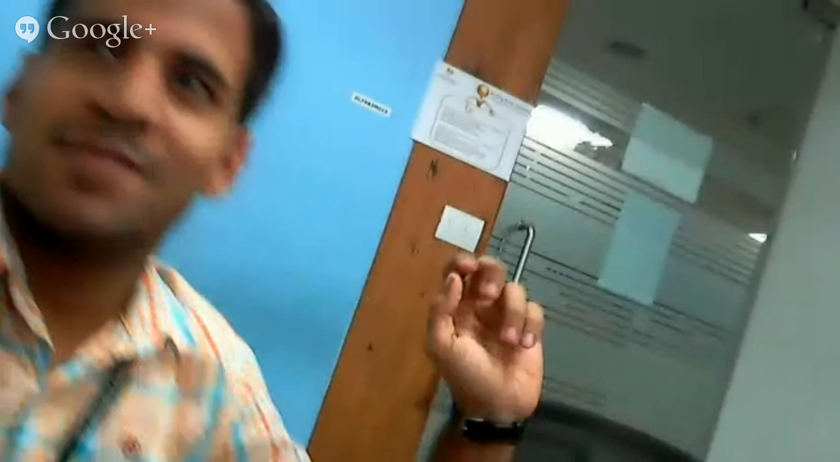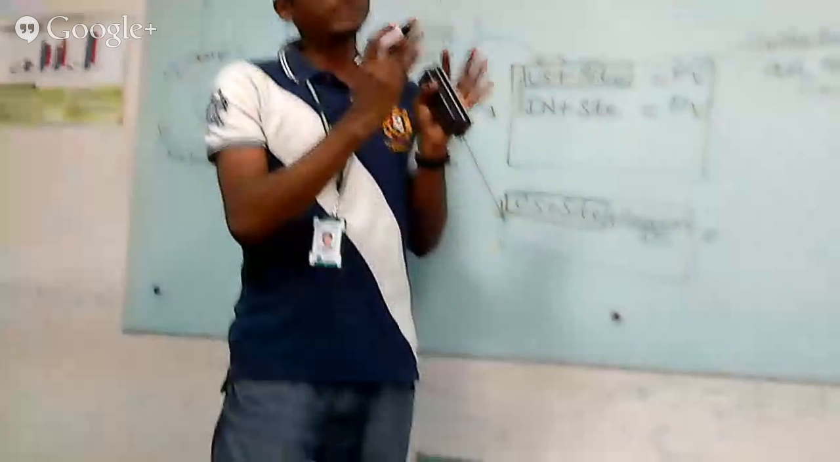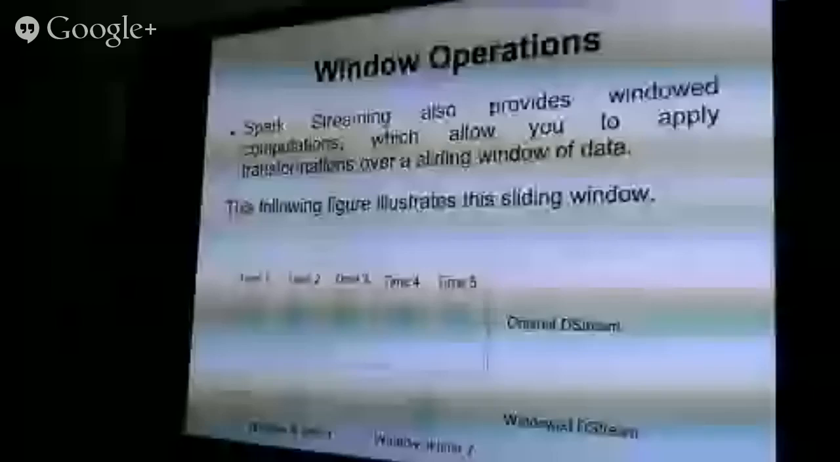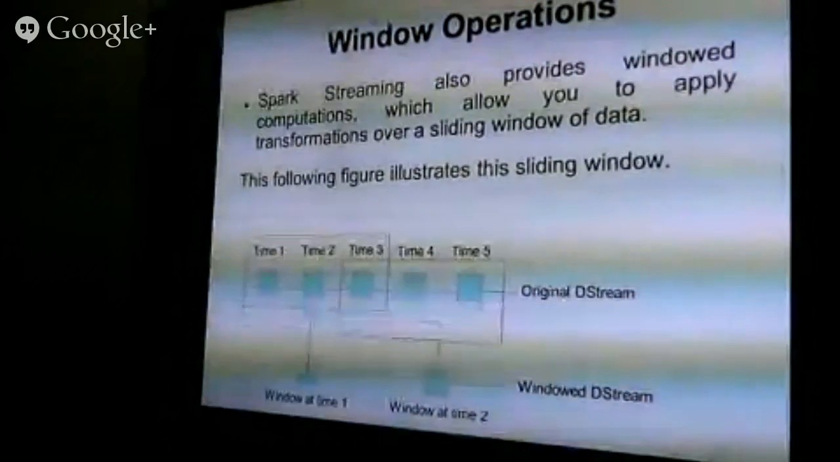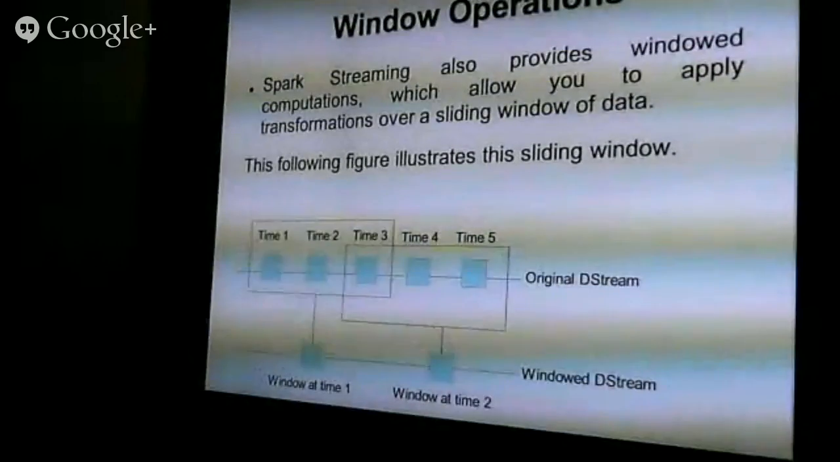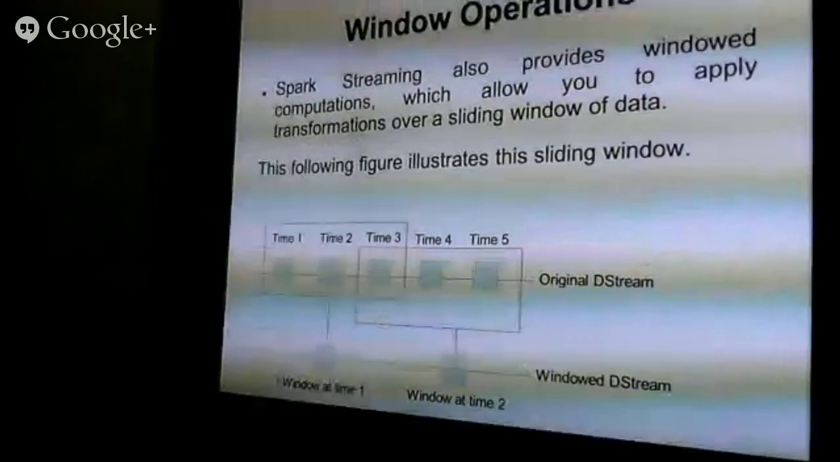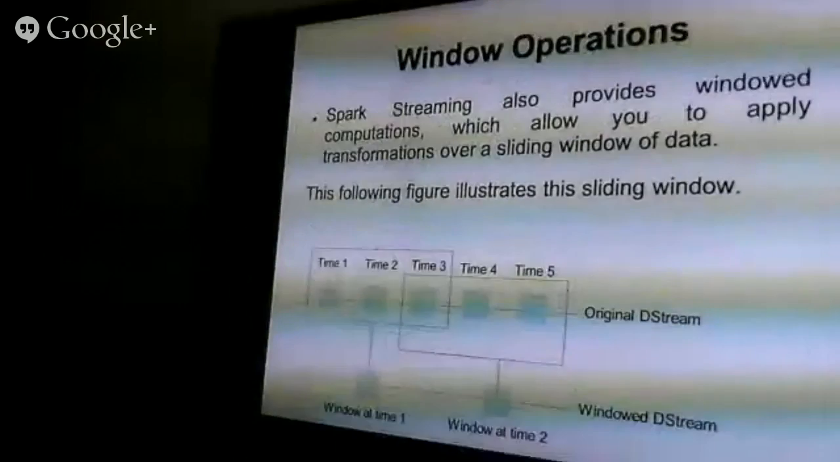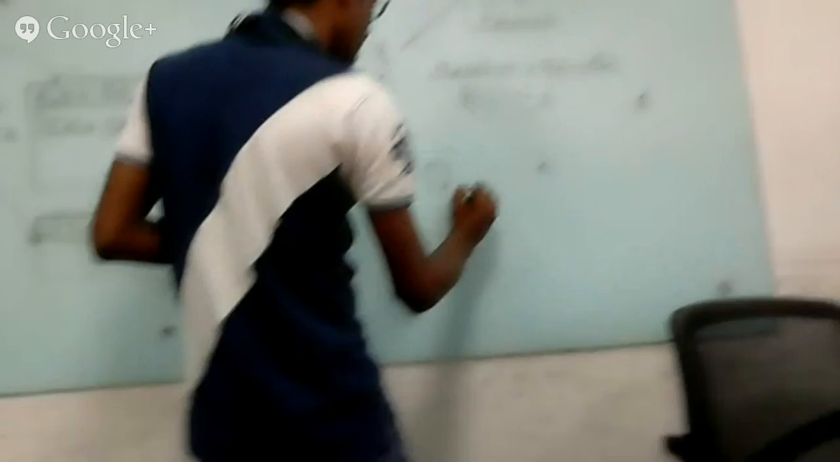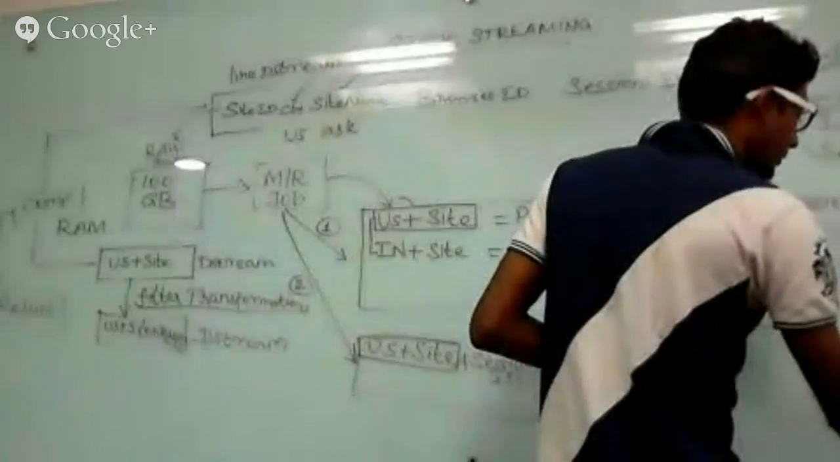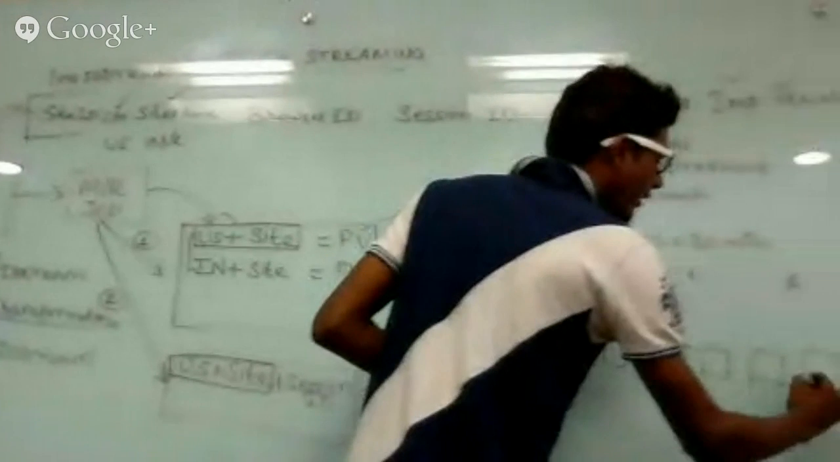Okay, so here the window operation. Window, in the sense, is about your input data. Consider your input line of data. This is your raw input. Your raw input will be divided into RDDs, as I said. So it will first be split into RDDs, right? And you can have some window.